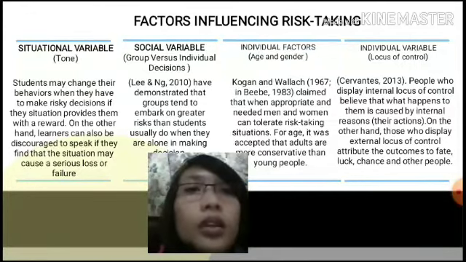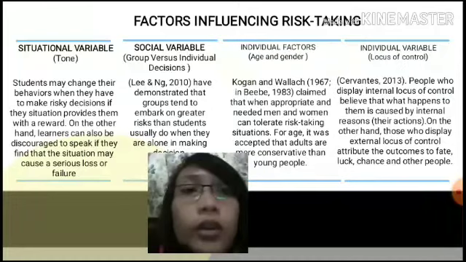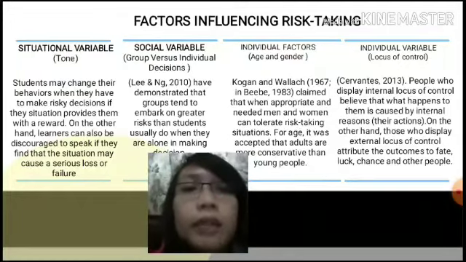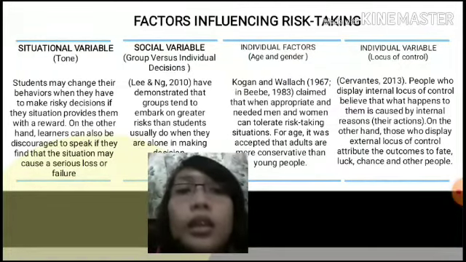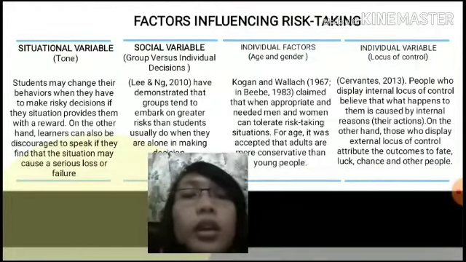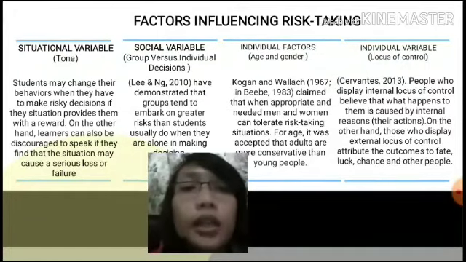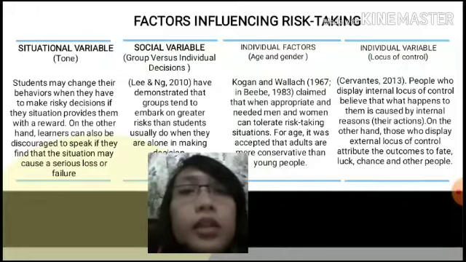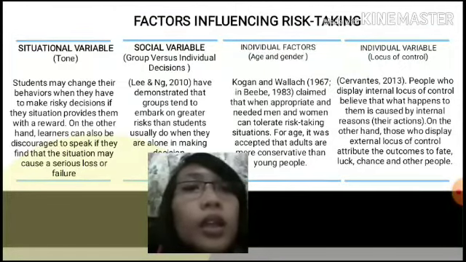Kogan and Wellets claim that when appropriate and needed, men and women can tolerate risk-taking situations. And for age, actually, young students tend to be more risky than old students. However, when it is needed, old students also can be risk-taking students. Actually, it depends on chance of outcomes. When the outcomes support them, then even young or old students are more willing to take the risk. And then the second one is locus of control.